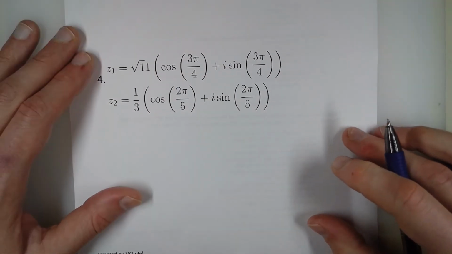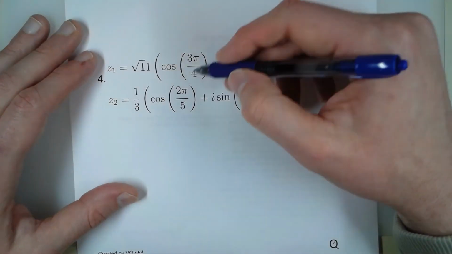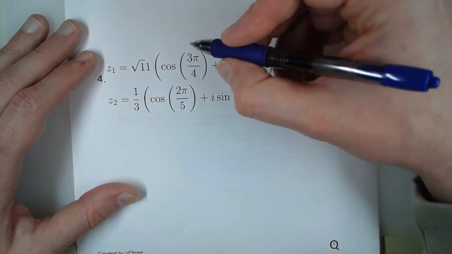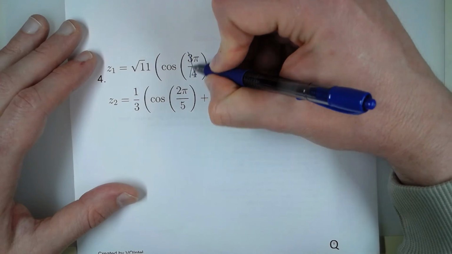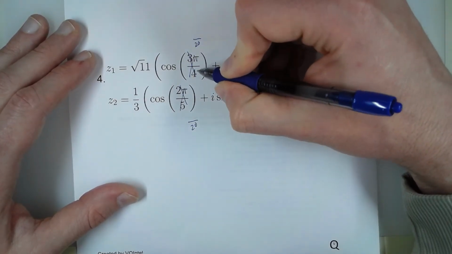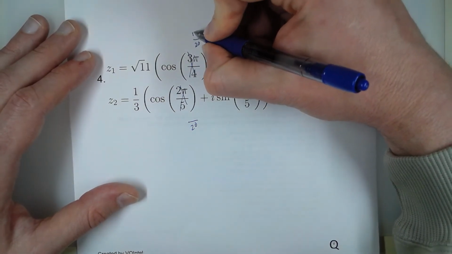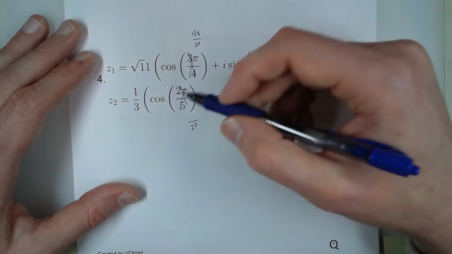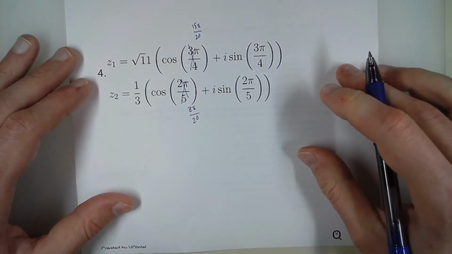And then for this last one, here we have 3 pi over 4 and 2 pi over 5 as our angles, square root of 11, a common denominator, I need to rewrite these with a denominator of 20. So I'm going to multiply this top and bottom by 5. So I get a denominator of 20, so that's 15 pi over 20. And I'm going to multiply this top and bottom by 4. So that's 8 pi. All right.